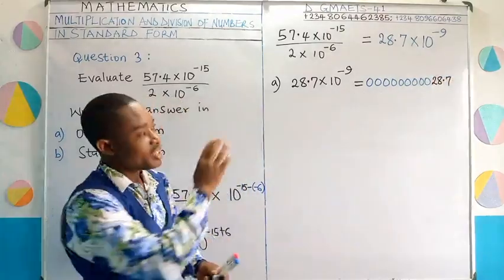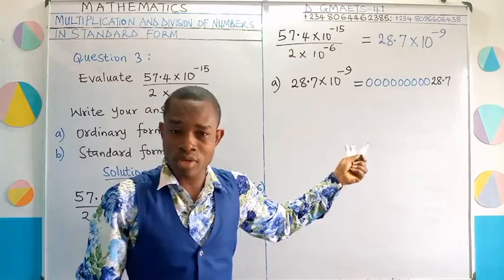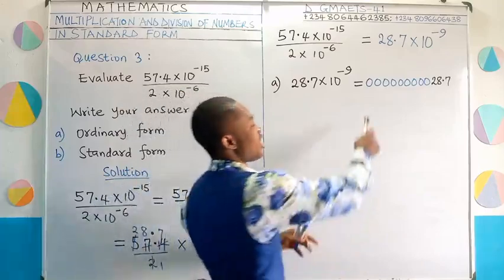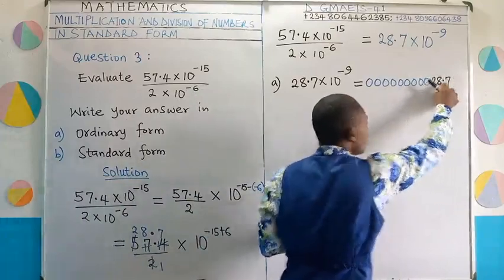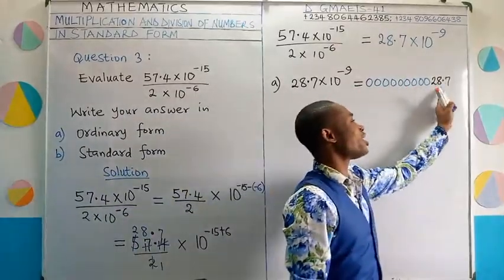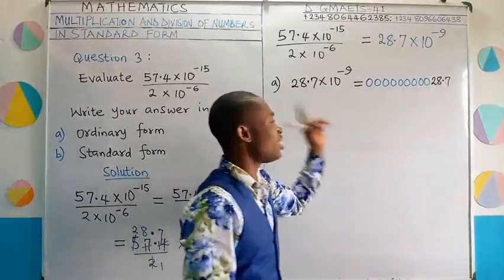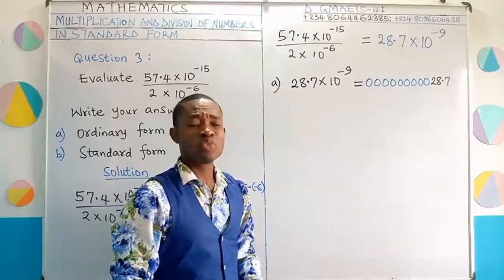Okay. I've written the first step of the ordinary form of this number. But this is not the correct way you leave it. Because you can see the 9 zeros, then 28.7. This point should not be here. Are you following, right? If you have all these zeros before 28 and then point, then these zeros are meaningless for this. So take note, you don't leave that point there. You have to move the point.